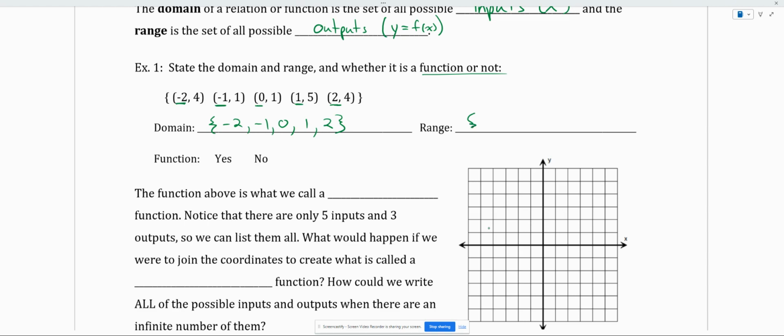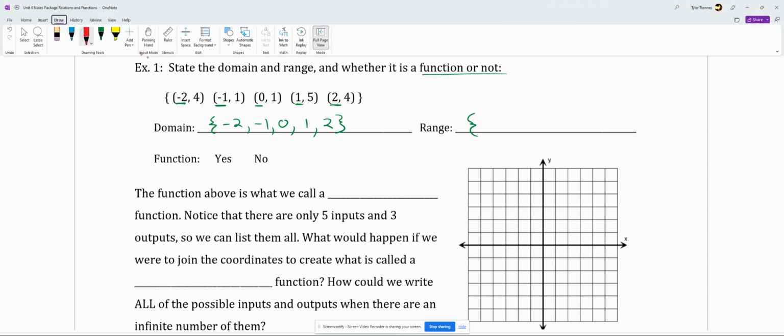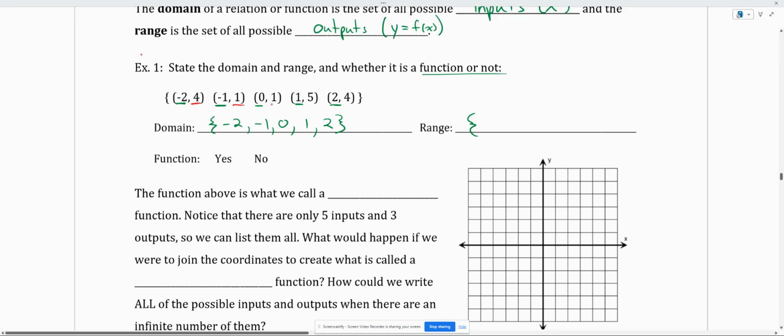And my range, let's see, let's change colors, sorry. My range, I have 4, 1, 1, 5, and 4. So we don't have to repeat numbers. Let's just go from lowest to highest always. So we always want to go from low to high when we're listing our domain and range. So our low looks like it's 1. And then we can also have a 4 and a 5.